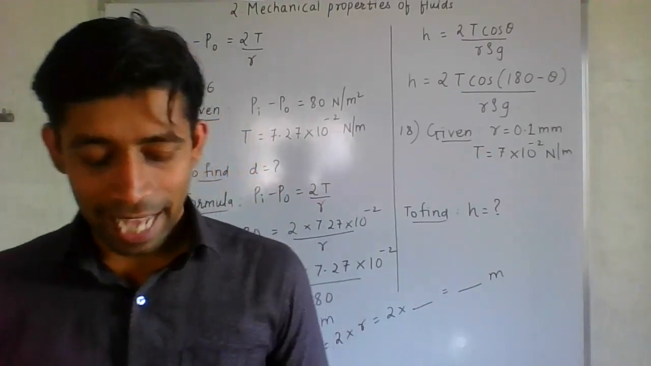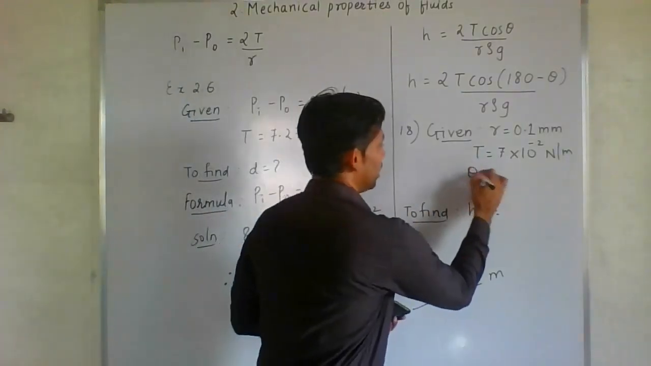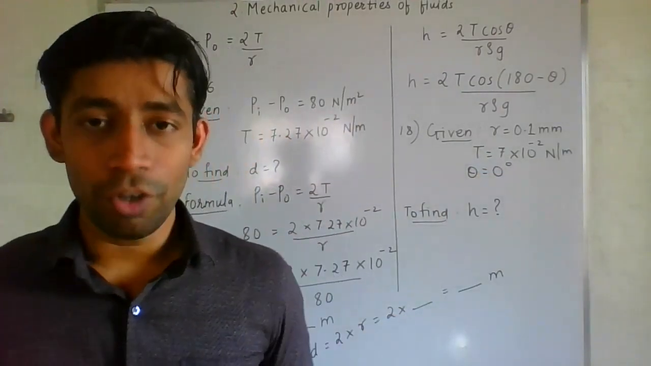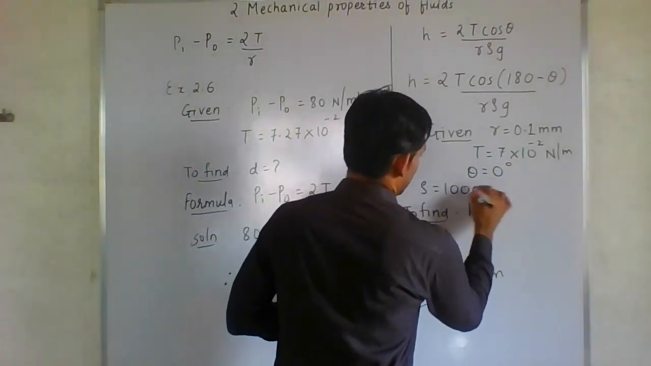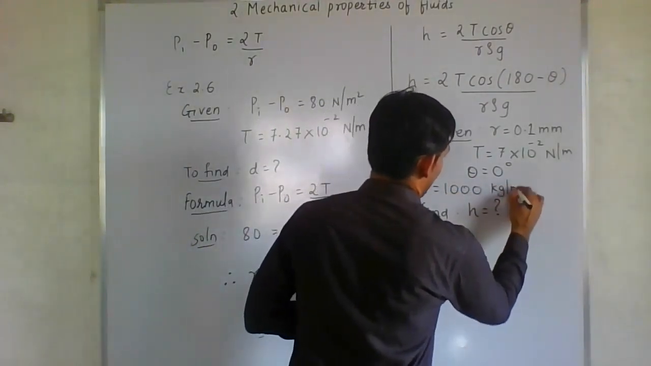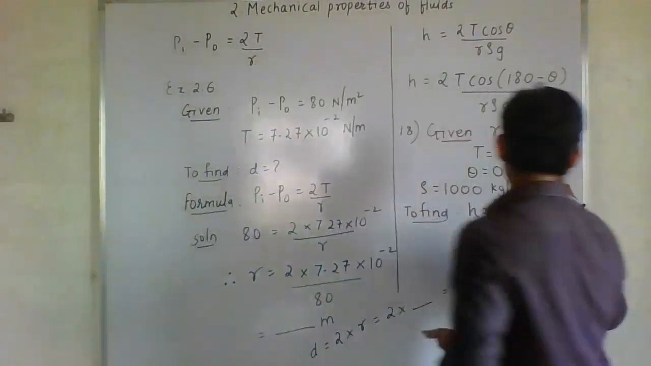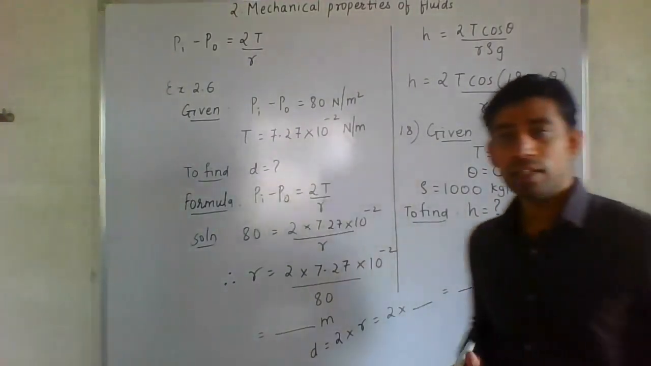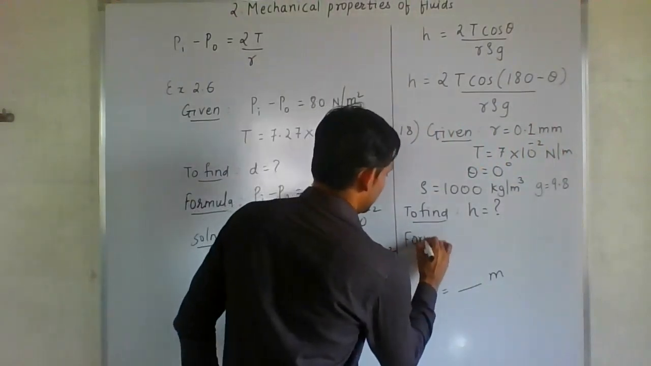Okay. Next, angle of contact is 0. So theta value is to be taken as 0 degree. Density of water is given as 1000. And value of G, which we know, is 9.8. Clear? So we know the formula. Formula I will be writing.